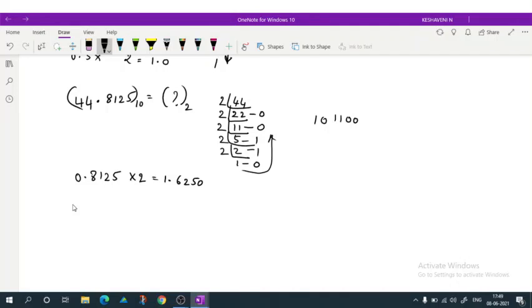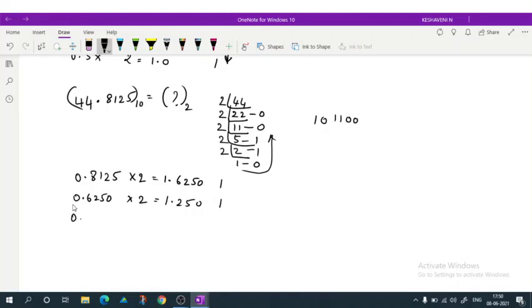If you multiply, you will get 1.6250. You multiply: 2 5s are 10, 1 remaining; 2 2s are 4 plus 1 is 5; 2 1s are 2; 2 8s are 16. 1 2 3 4, therefore 1 2 3 4. So the integer value is 1. This you have to write. Next step is 0.6250 multiplied by 2. If you multiply, you will get 1.250. So here also you have 1, so write down 1.